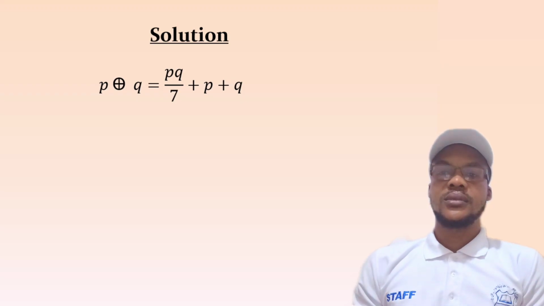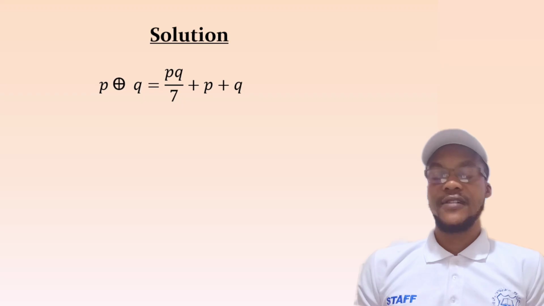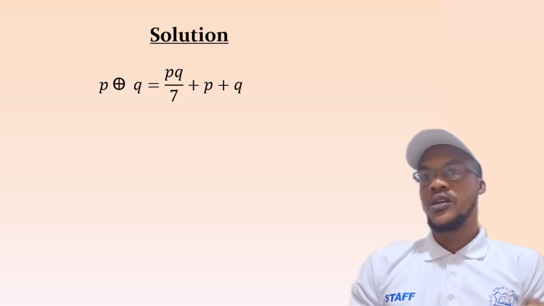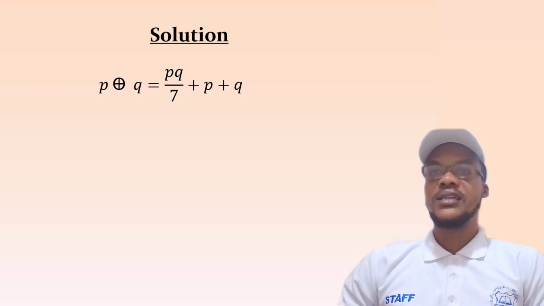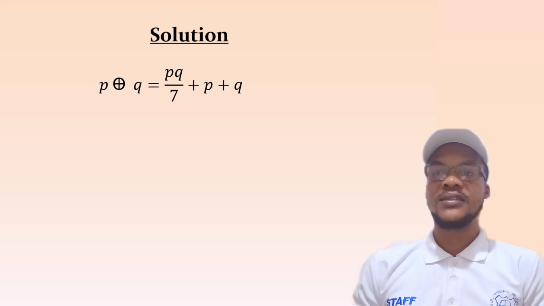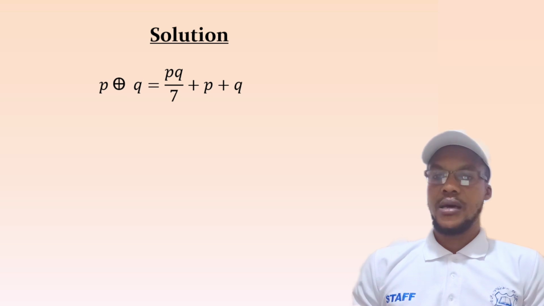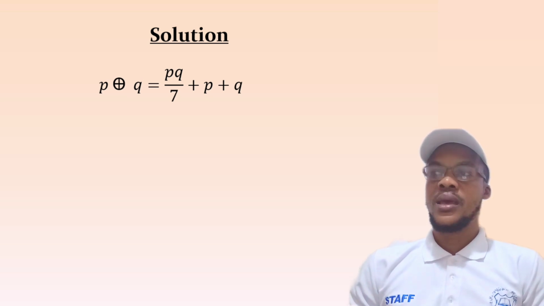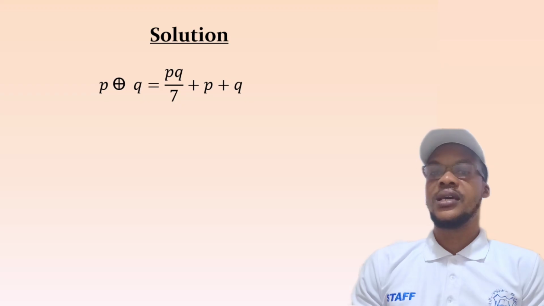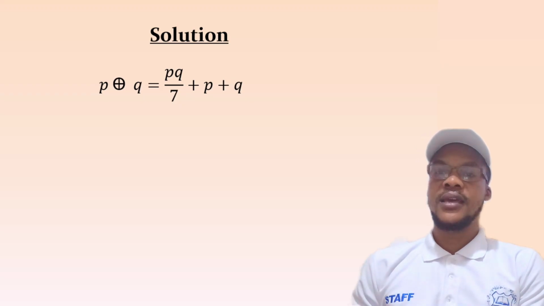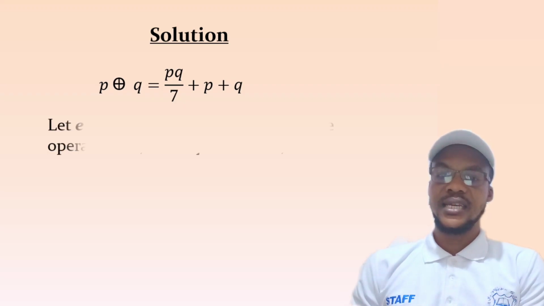Now, the first thing we are looking for is to find the inverse of -2. But before we can find the inverse, we need to find the identity or the neutral element first, because it is the identity element that you use to find the inverse. So let's see how we can find the identity element.